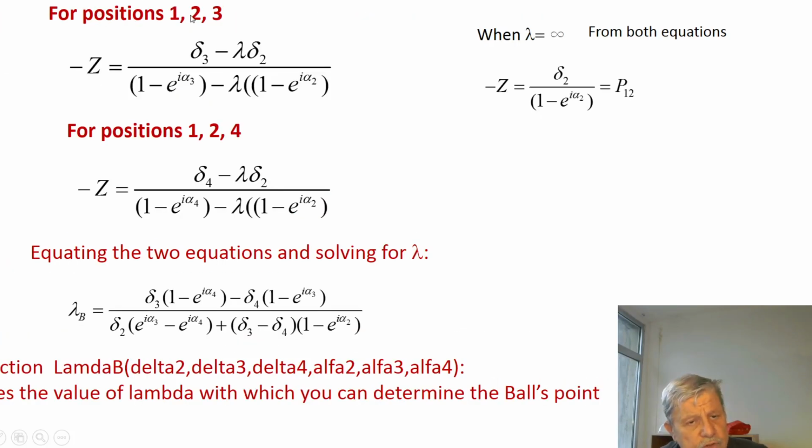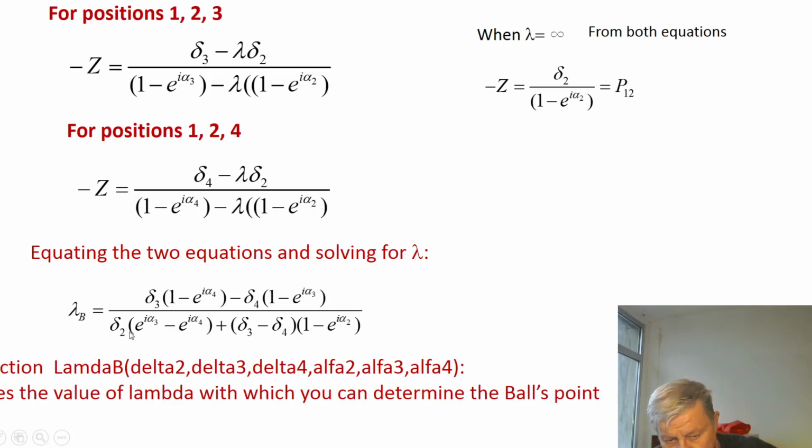Analytically, for positions 1, 2, and 3, this is the equation. We have seen this equation. For positions 1, 2, and 4, this is the equation. Lambda is a parameter. Now, for both of these equations, when lambda goes to infinity, it is minus z equal to delta 2, 1 minus e to the i alpha 2, this is P12, the location of pole P12. You can determine the other point of intersection of these two circles by equating these two to each other and solving for lambda. In that case, I call it lambda b, the lambda value that corresponds to Ball's point.